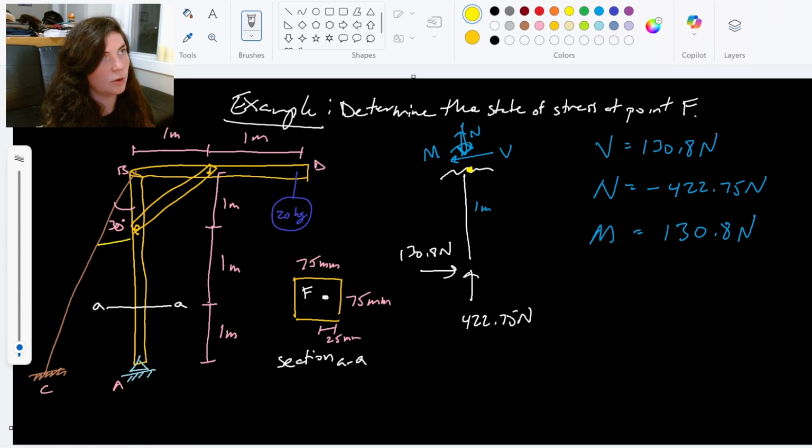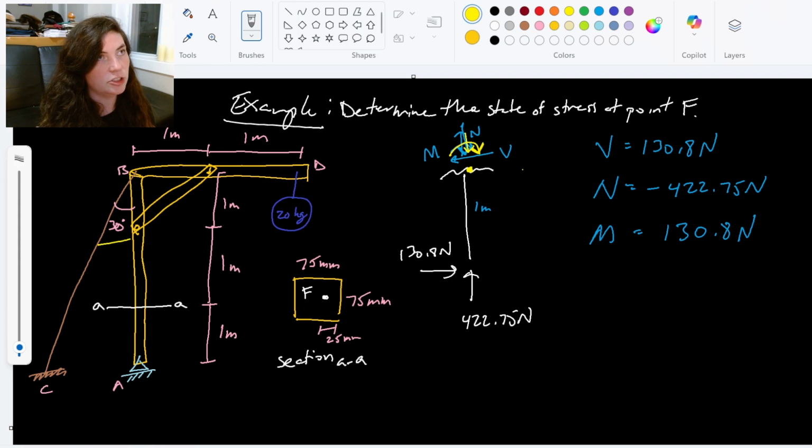We know that normal force is going down on F. The moment is also going in the same direction, pressing downwards on F. So normal and moment in this case are in the same direction. They're both compressing. If F were, say, on this other side, then the moment and the normal force would be in opposite directions. They would have different signs, but in this case, they're both compressing. They're both going to be negative. They're both compressing on that point F.